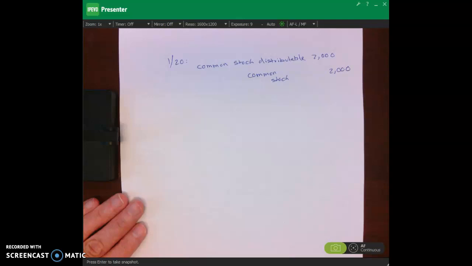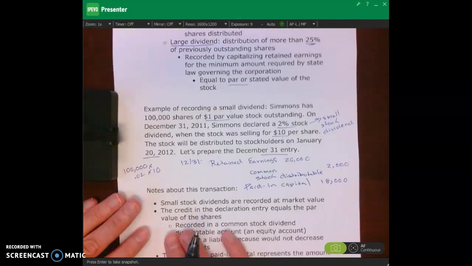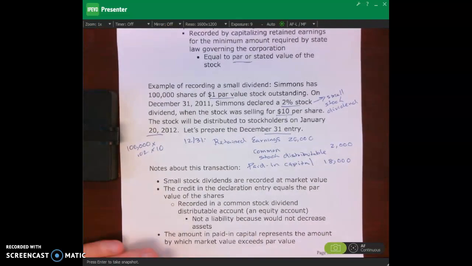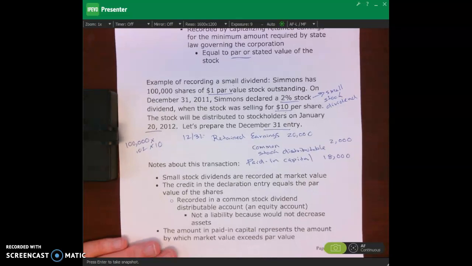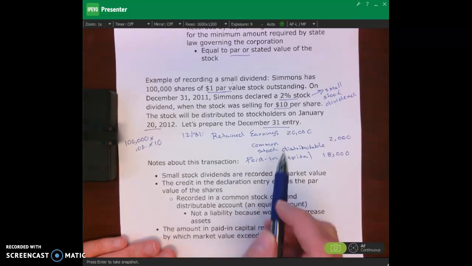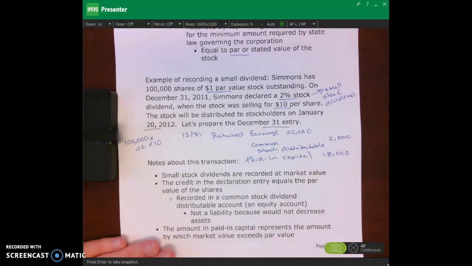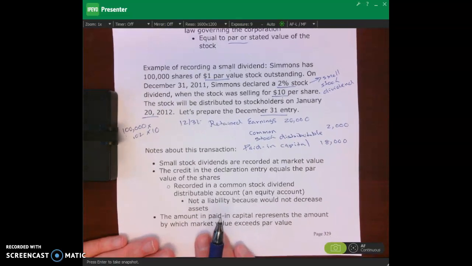We debited our common stock distributable for 2,000, and then we credited common stock for 2,000. So basically, we're moving it out of the retained earnings portion of the statement of stockholders' equity to the capital section, or the common stock section. Remember, debiting retained earnings decreases our retained earnings, and that's what I was saying right over here.